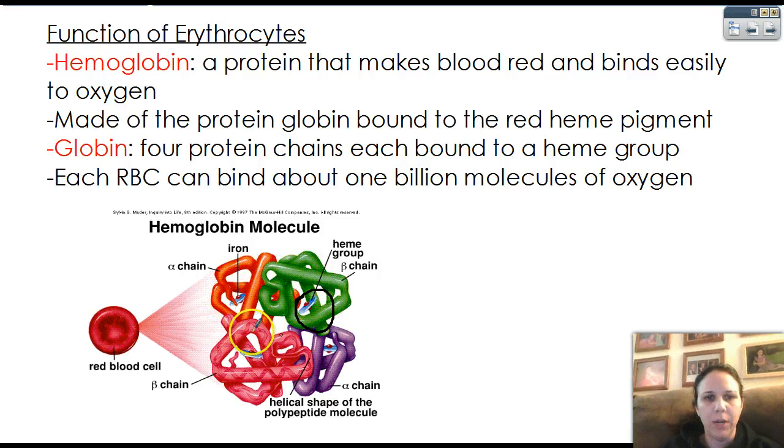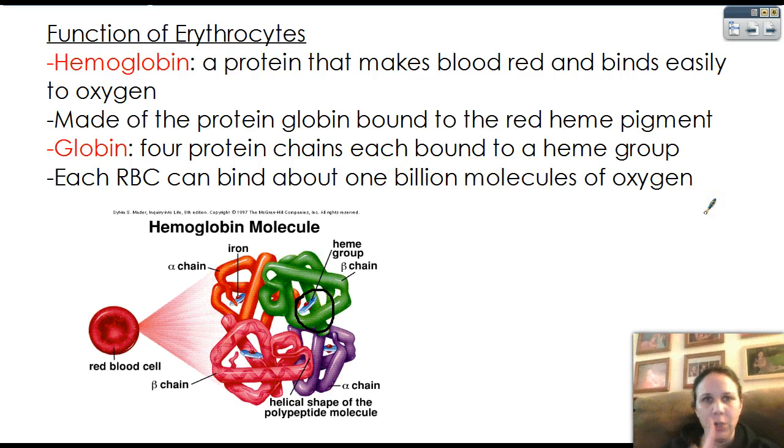Now, since we have 4 heme groups, you can see that each hemoglobin can carry 4 molecules of oxygen, and there's hundreds of these hemoglobins in the red blood cell, so you can carry lots and lots of oxygen. So the hemoglobin protein makes blood red. That's usually due to the iron, and it binds easily to oxygen. It's made out of the protein globin. So each of these are globins, and they're bound to the red heme pigment, which is the heme group inside. Globin is 4 protein chains, each bound to a heme group. And each red blood cell can bind about, I said hundreds, I lied, about 1 billion molecules of oxygen.